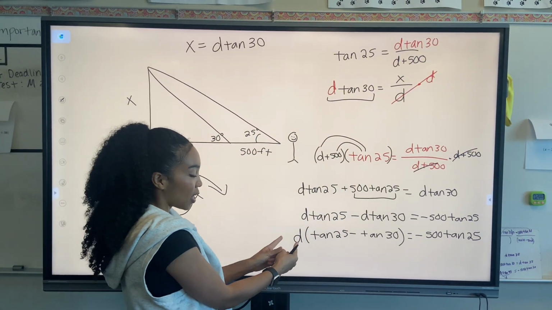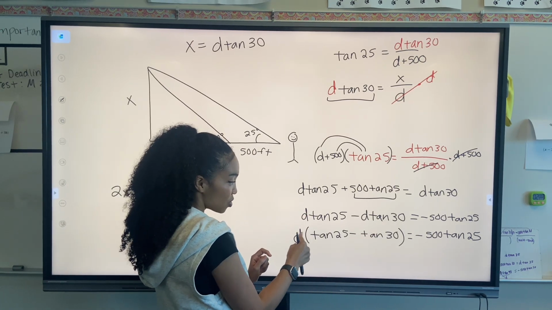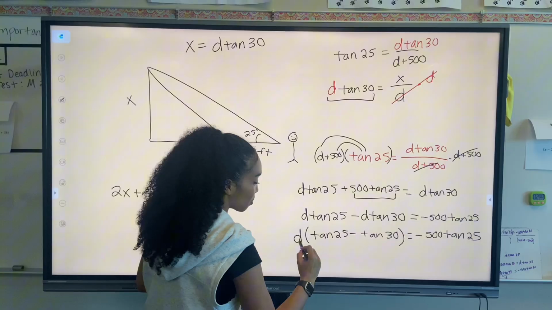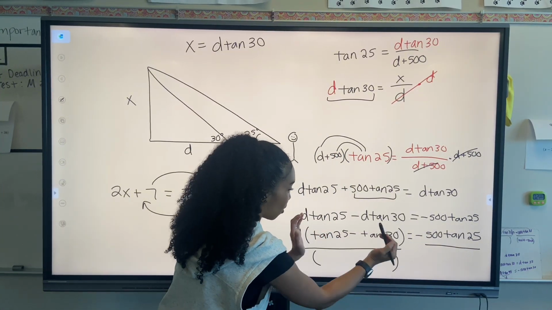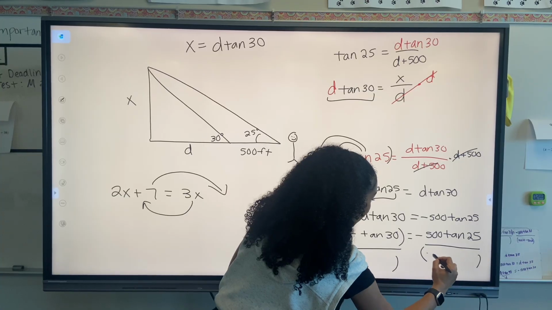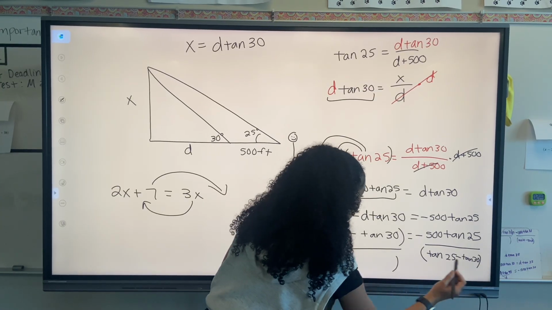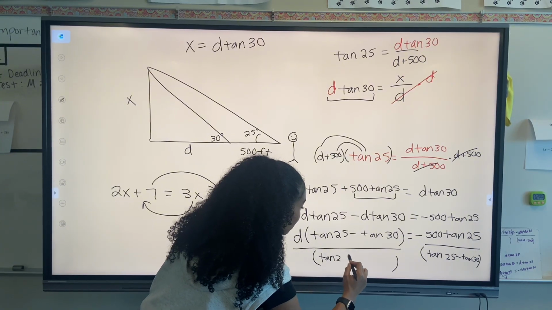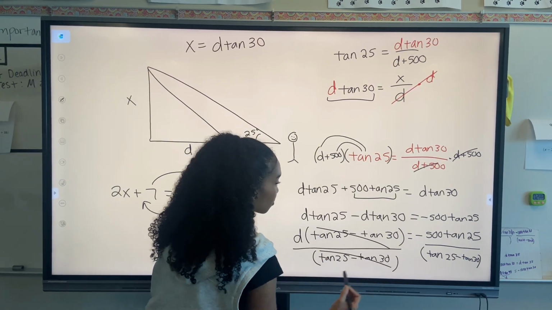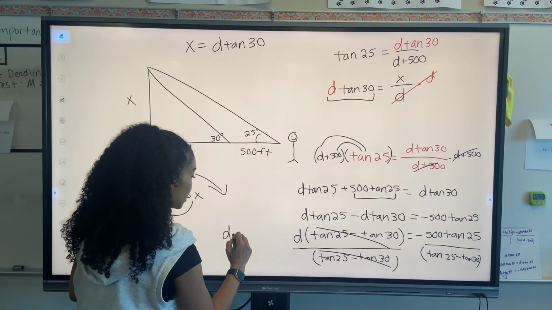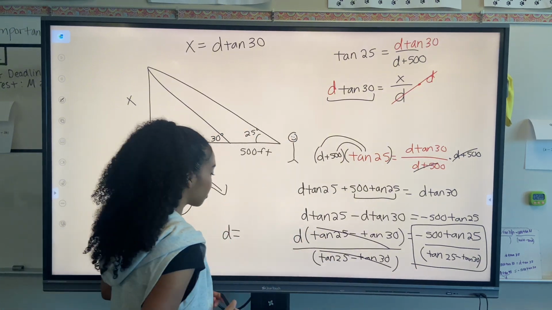Okay, now the final thing I need to solve for d is to get rid of this part. So these are being multiplied, so the opposite would be to divide. So I'm going to divide both sides by this parentheses, by all of this. So I'll have tan 25 minus tan 30. We're dividing both sides by tan 25 minus tan 30. So those cancel out. You're left with d is equal to, we're going to type this into the calculator.